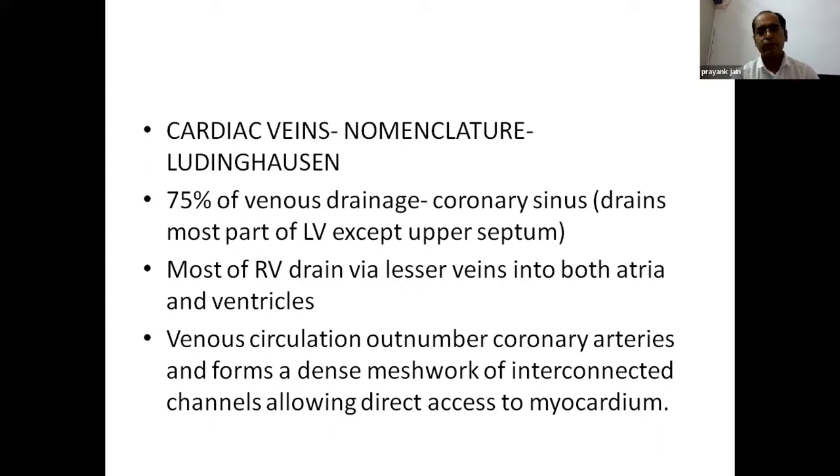The nomenclature of cardiac veins was given by Ludwig-Gaussen. Most of the venous drainage of the heart drains into the coronary sinus. Coronary sinus drains most of the left ventricle except some part of the upper septum. Most of the right ventricle drains into both atria and ventricles via lesser veins. Venous circulation outnumbers coronary arteries by far, meaning there is a dense meshwork of venules around the heart, which allows us direct access to the myocardium.